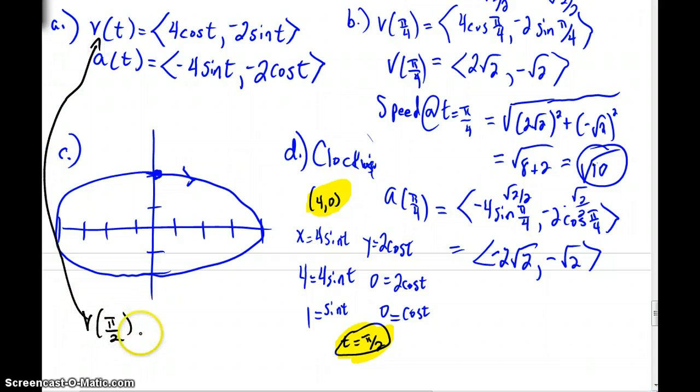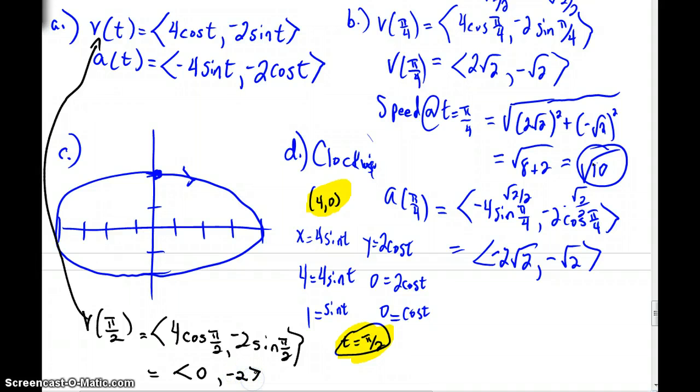So tell you what, I would like to actually find v of pi over 2, and working that up from above, that is the vector 4 times the cosine of pi over 2, comma, negative 2 times the sine of pi over 2. Simplifying, we know that the cosine of pi over 2 is 0. 0 times anything is 0 itself. Sine of pi over 2 is 1, so negative 2 times 1 is negative 2.